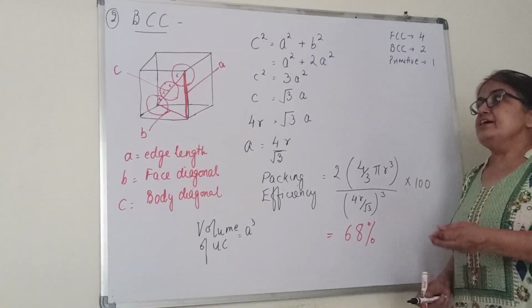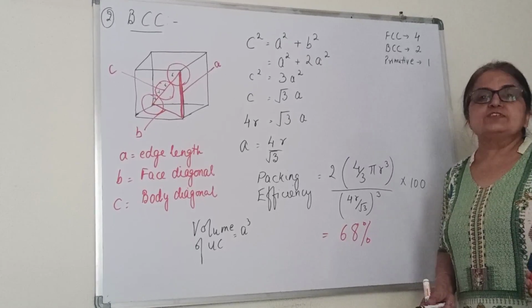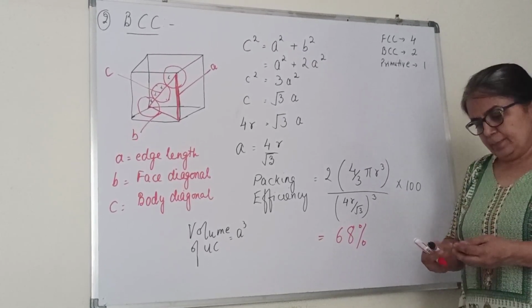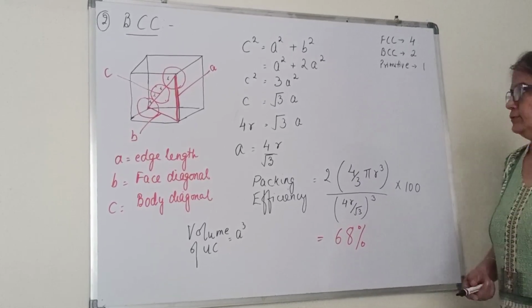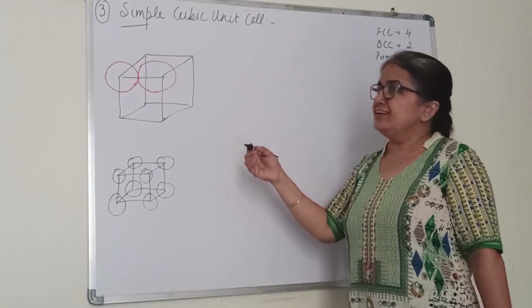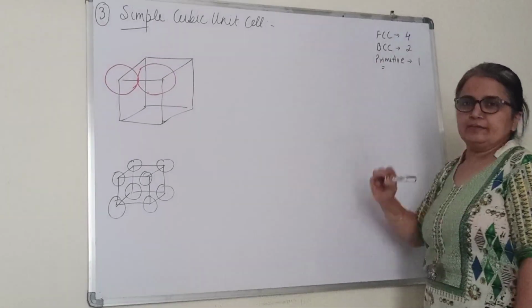So it is less effective packing than FCC. The previous one we have done is FCC. So this is less effective than the previous one. Please note down this. Simple cubic unit cell. That is another name for primitive.